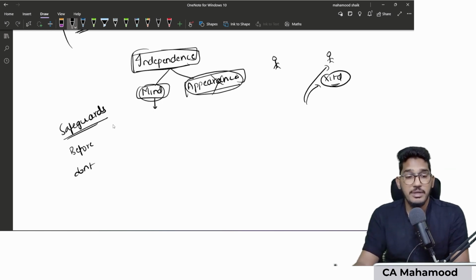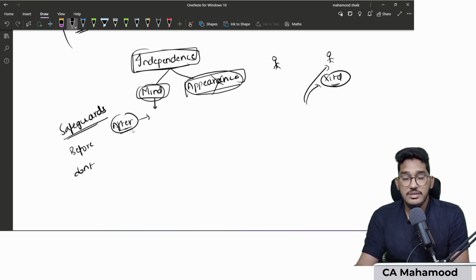Now, sometimes what will happen is after I have accepted the audit, I will come across some threat to independence. Then what should I do? At the time of accepting, there was no threat to independence, but after accepting the audit, sometimes I might face some threat to my independence, danger to my independence.